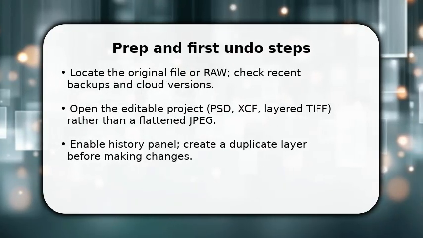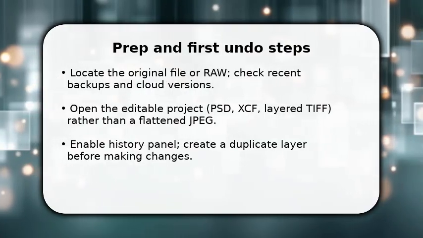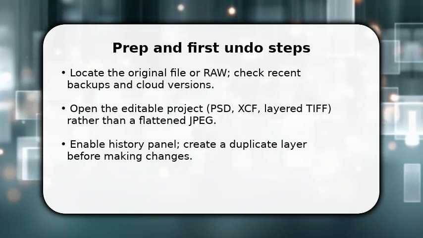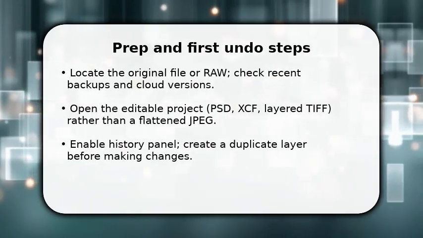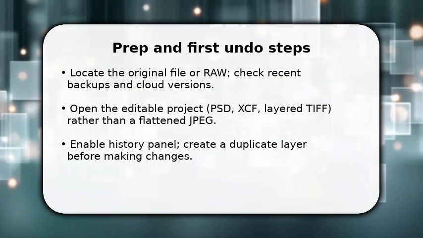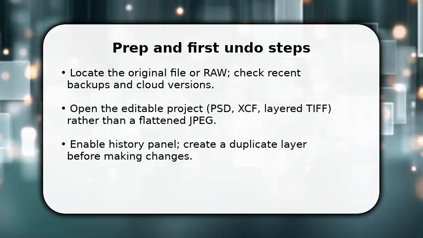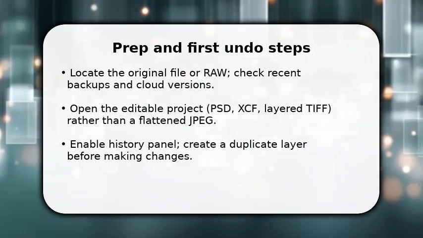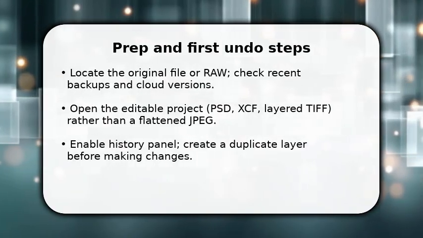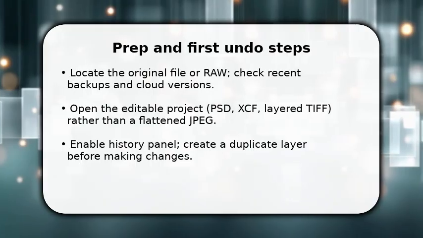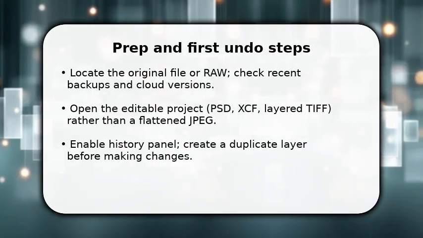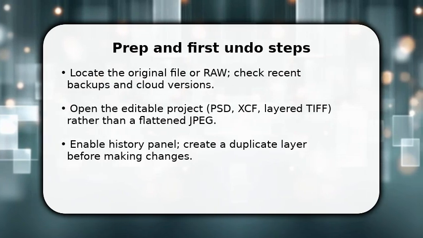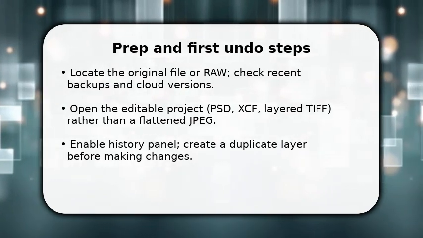You start by locating the editable source, RAW, PSD, or a layered TIFF, because undoing is easiest when layers exist. Once found, open it in your editor and immediately duplicate the top layer to preserve a safe copy. Make sure history is visible so you can step back state by state. If only a flattened file exists, export a duplicate and proceed non-destructively with new layers and masks. These first actions prevent data loss and let you reverse edits cleanly as you work.